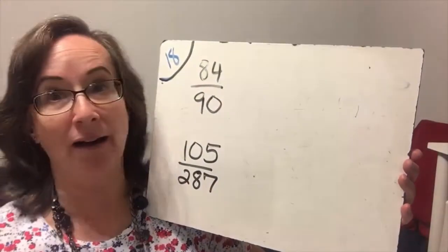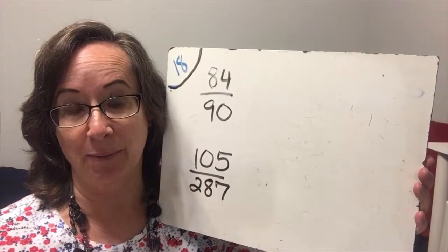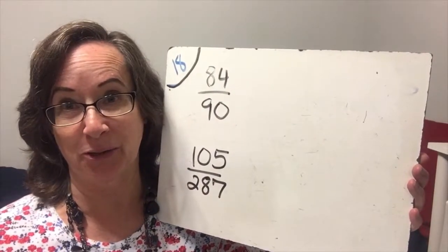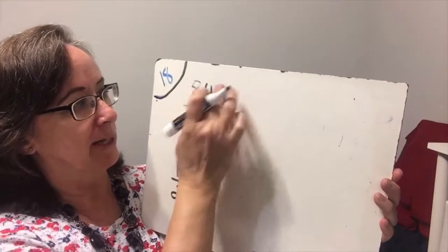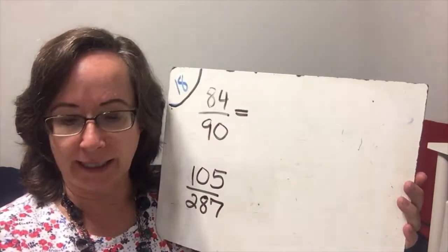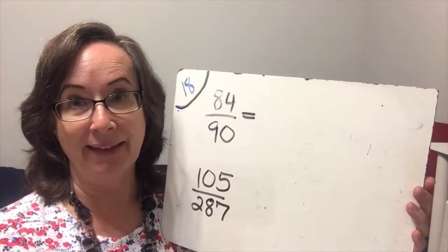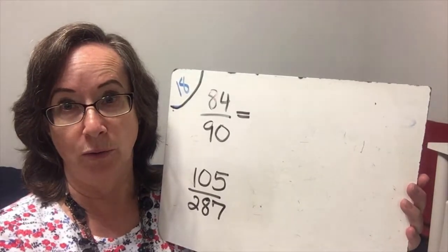Okay, so here we are with 2 practice problems, and then you get to go do your homework. So here what I want you to do is copy down 84 over 90. This is practice A. And then I want you to pause your video.